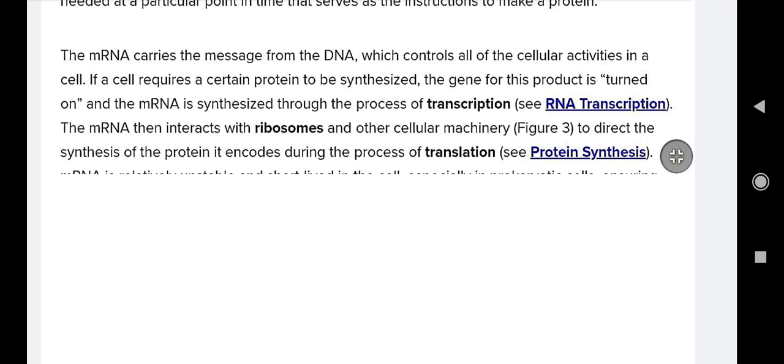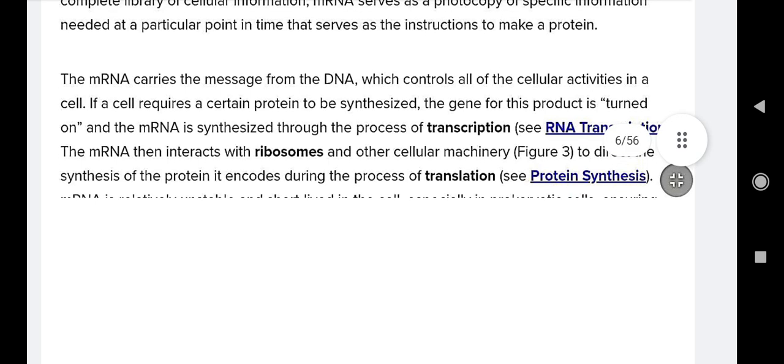during the process of translation. So, simple thing: suppose the cell wants to make a protein, the gene responsible for that protein starts transcribing with the help of enzymes like RNA polymerase and certain transcription factors, and prepares mRNA from it.